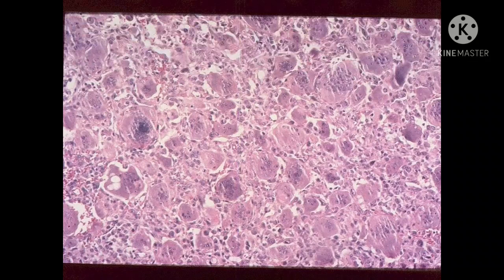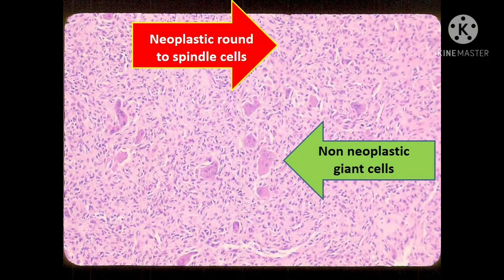I think you can appreciate in this image, these are neoplastic cells. These are actual tumor cells, round to spindly. Spindly means they are elongated. Few are elongated, not exactly round. So these are neoplastic round to spindle cells. These giant cells are non-neoplastic. These two components should be there in your slide to call it a giant cell tumor.